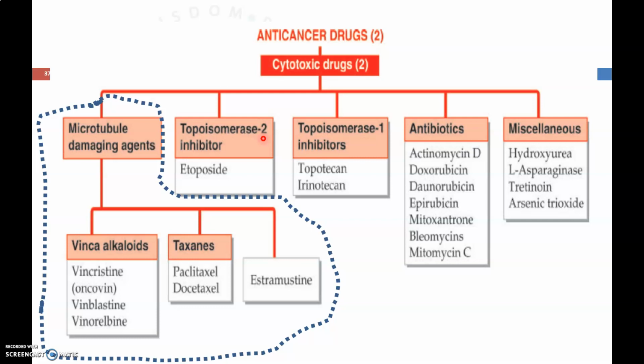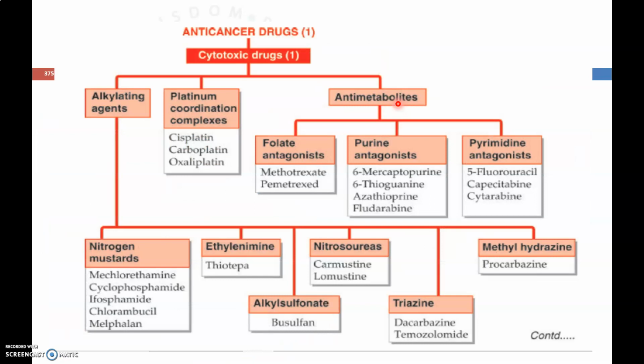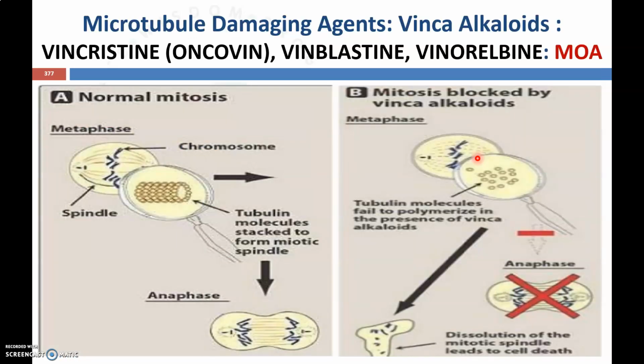In this part 3 video of anti-cancer drugs, we will discuss the pharmacology of microtubule damaging agents, topoisomerase 2 inhibitors, topoisomerase 1 inhibitors, antibiotics and miscellaneous agents. In the previous video, we had discussed alkylating agents, platinum compounds, anti-metabolites, and cytotoxic drugs. So let's start with the microtubule damaging agents like vinca alkaloids.